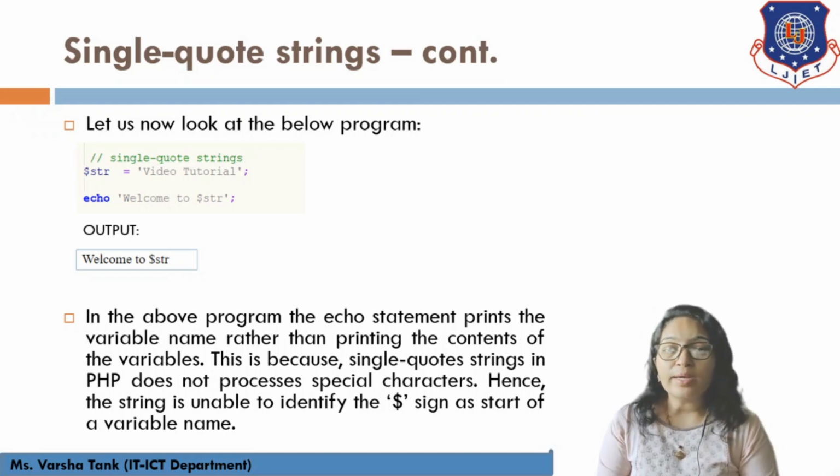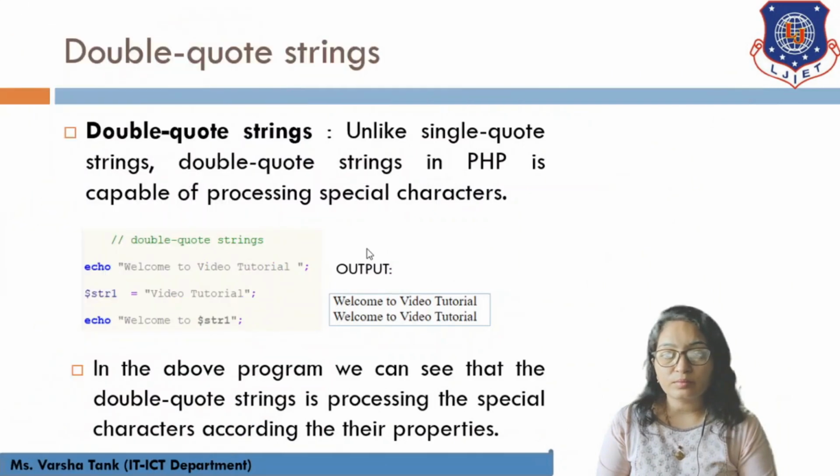Now let's see the other type, that is the double quoted string. Unlike the single quoted string, a double quoted string in PHP is capable of processing special characters. So in general, we use the double quoted string in PHP. You can use both strings, but the single quoted string is not able to parse special characters.